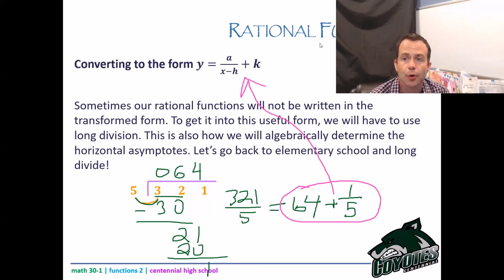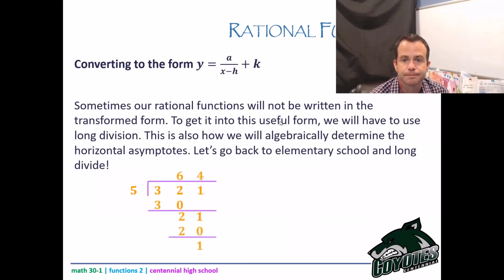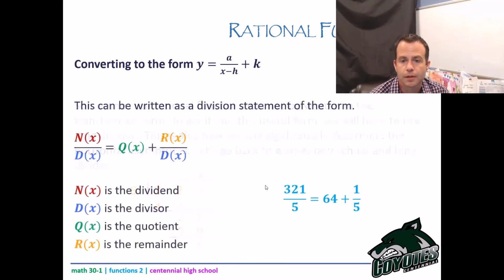Okay, so let's try it with polynomials. Just so you've got an idea here of a division statement, this is what I just did with you. So n of x over d of x equals q of x plus r of x over d of x. Don't shut down. Each one of those are just pieces of what we just did. N of x was the dividend, d of x was the divisor, q of x is called the quotient, and r of x is called the remainder.